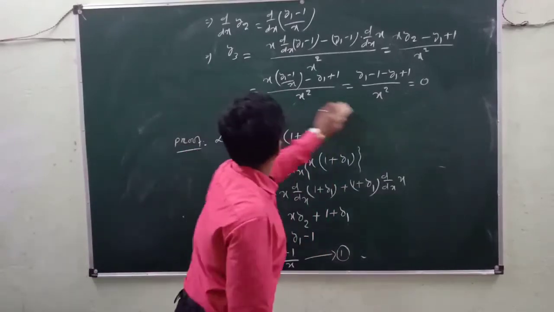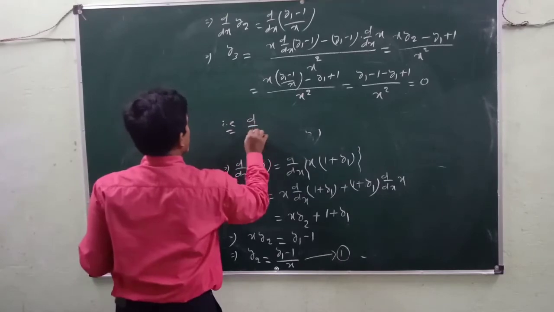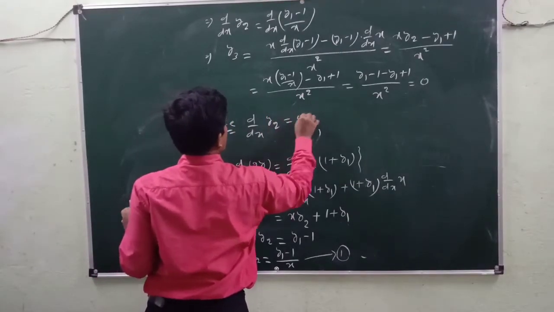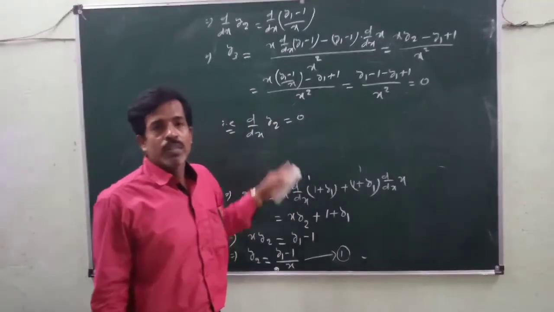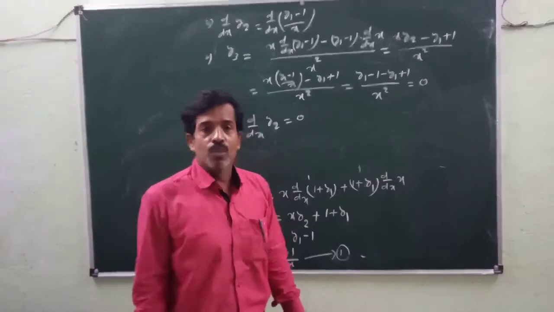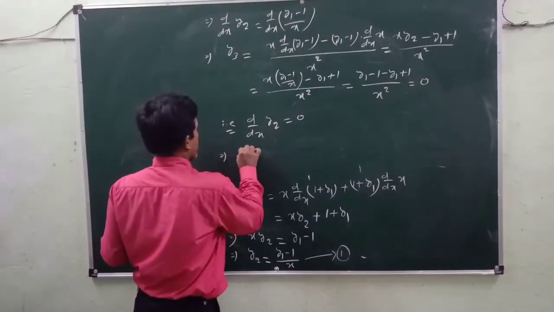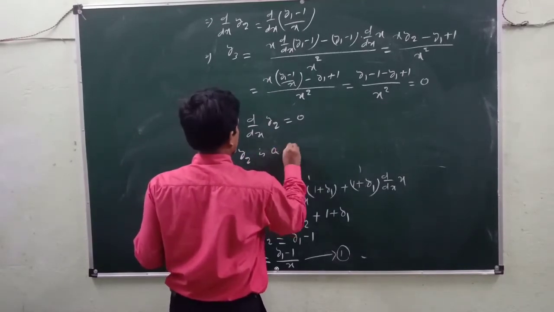That is, d by dx of this y3, I write y2, equal to 0. Whose derivative value is 0, that means the derivative of a constant is 0. Since here the derivative of y2 equals 0, that gives you y2 is a constant.